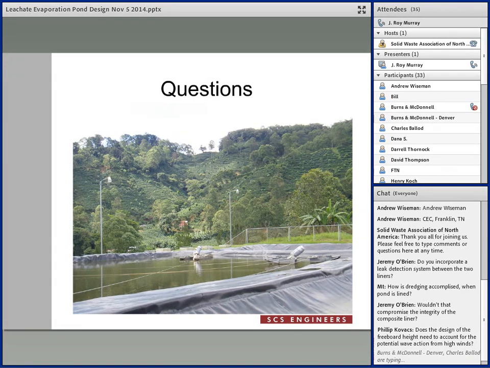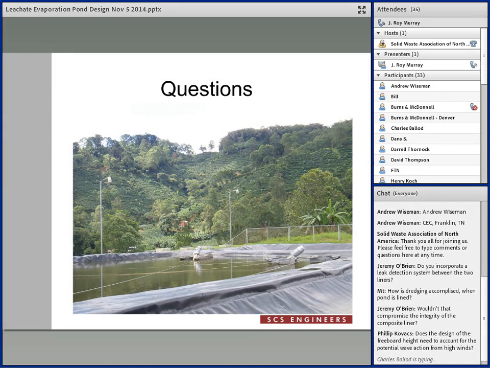I don't think on average the typical designer would need to worry about that. But if you're in a location where you have uniquely high winds, that could be something you'd want to look at.